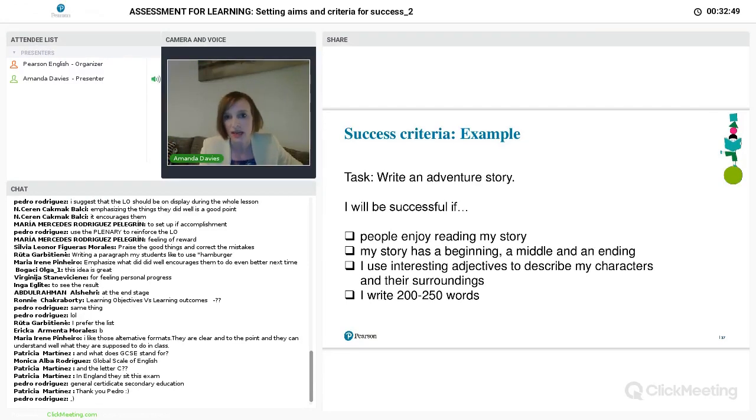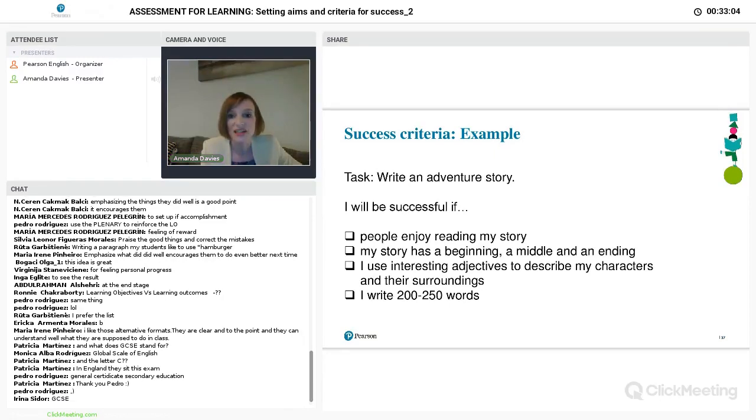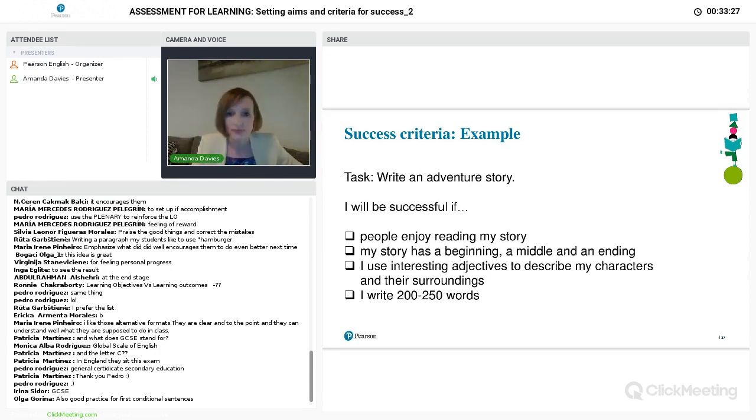So here's an example. The task was a writing task, and it was to write an adventure story. And the success criteria were, I will be successful if people enjoy reading my story. I think that's really important, because communicative competence is what we're all aiming for. But often, students writing in class, they're not actually writing for any audience. They're just writing for the teacher, and I don't think they really care. I don't think my students care if I enjoy reading their stories or not. But if we help them to focus on the reader and let them know that they are actually going to read each other's stories, then it can help them put more effort in. So I think that's a nice success criteria.